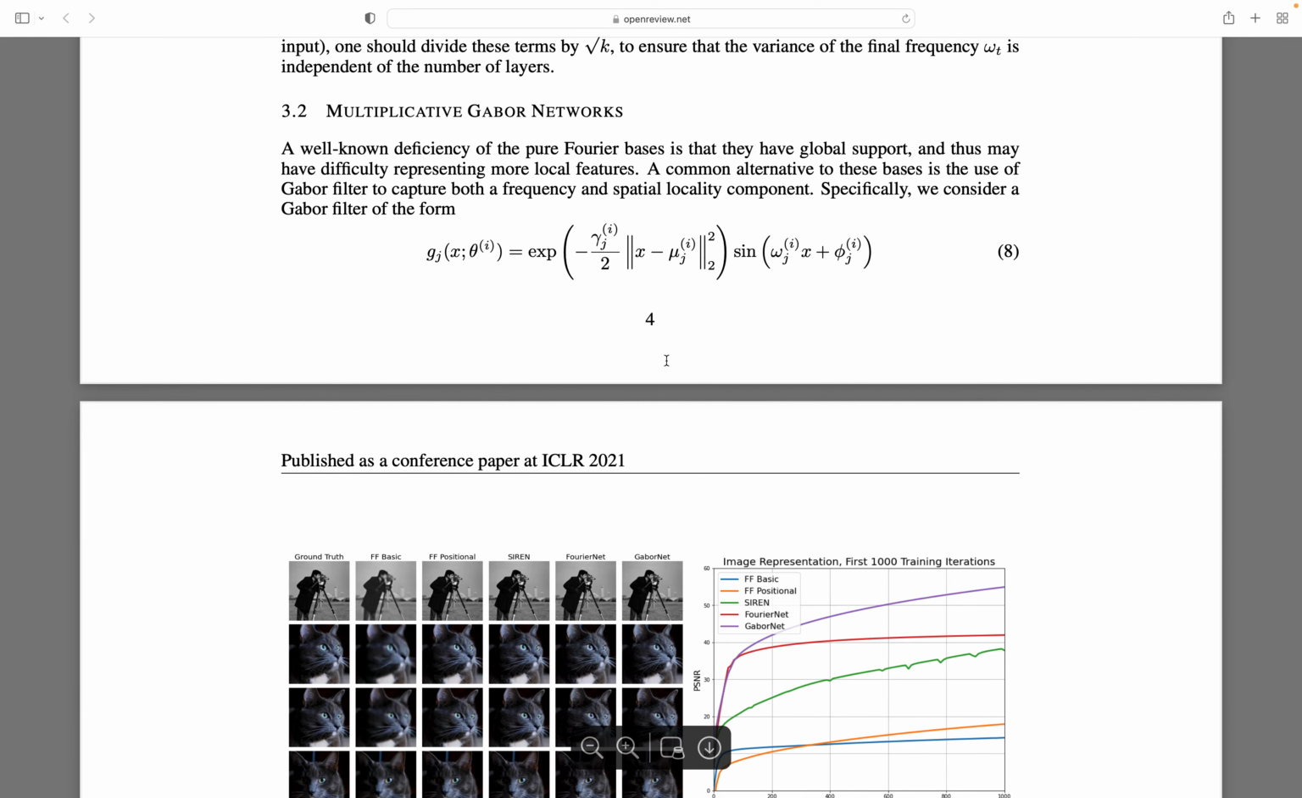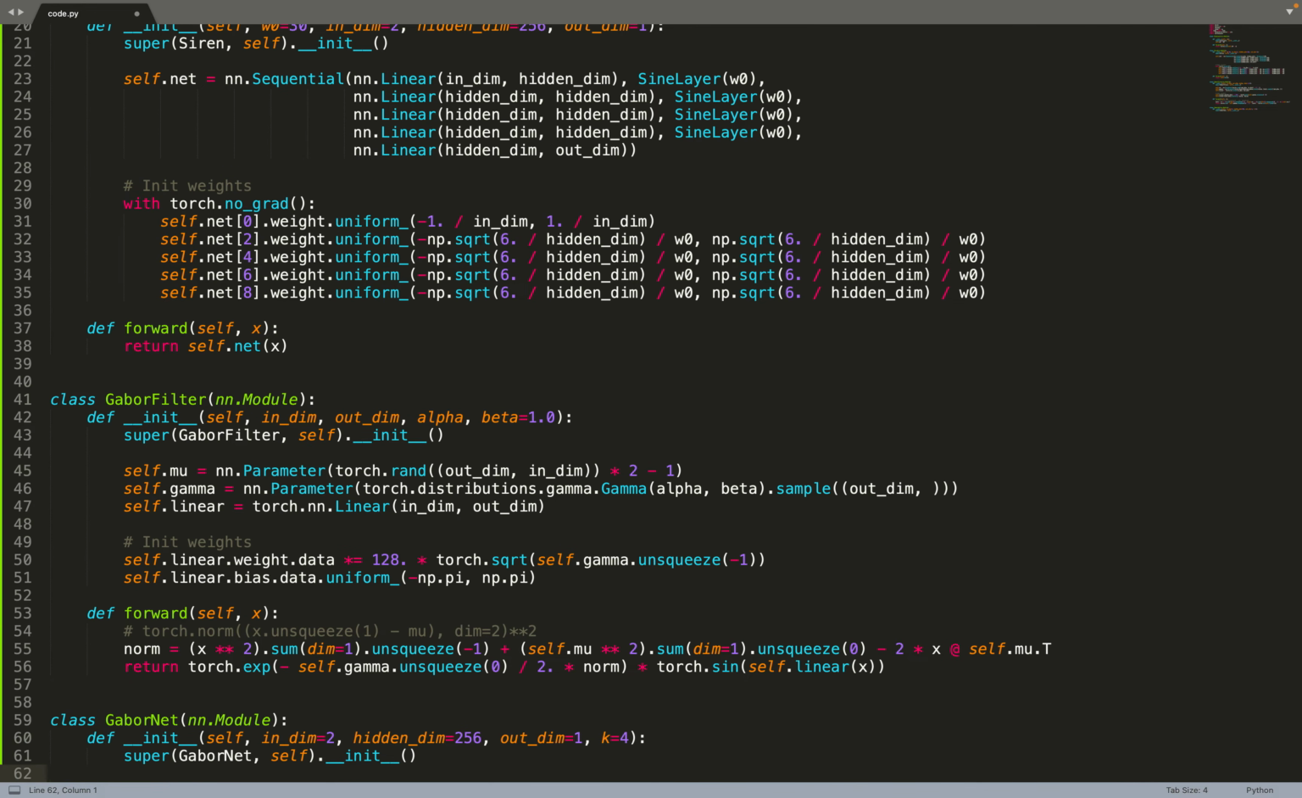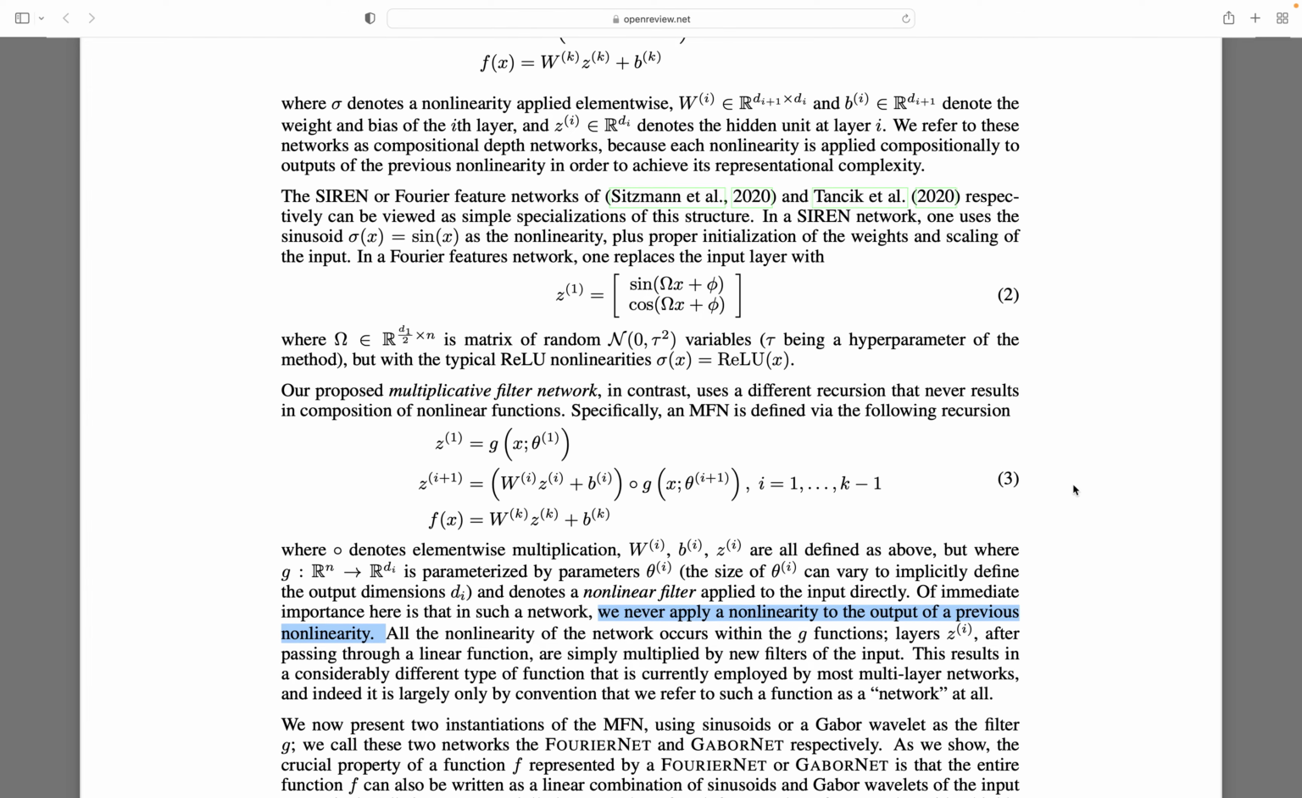So once we've computed the norm over there, we can take the exponential of the norm multiplied by minus gamma divided by 2, and then we can also multiply it by sine of this linear layer. This is what is done there, torch.exp of minus gamma over 2 times the norm times the sine. Okay. So now we are done with the Gabor filter, so the function g, and now we can put them together. We can have a recursion with multiple Gabor filters, and we can implement the main recursion that was specified in equation 3.